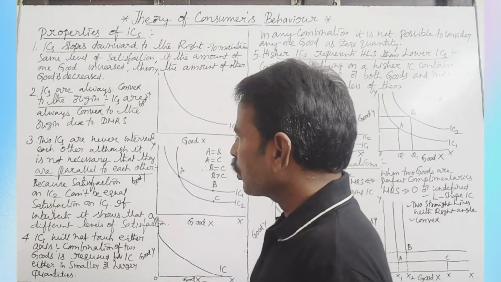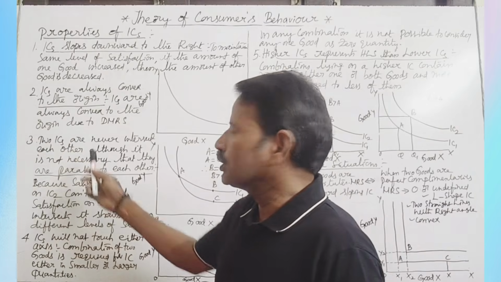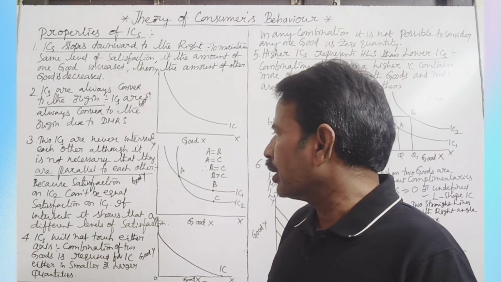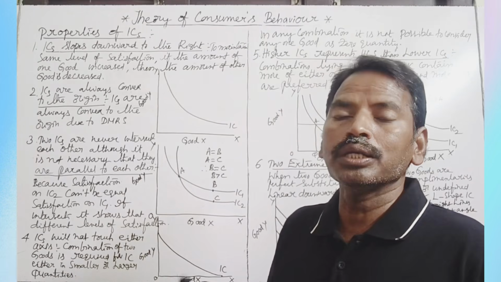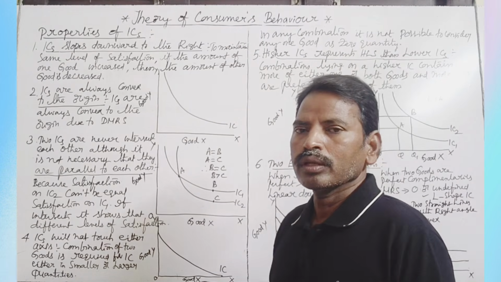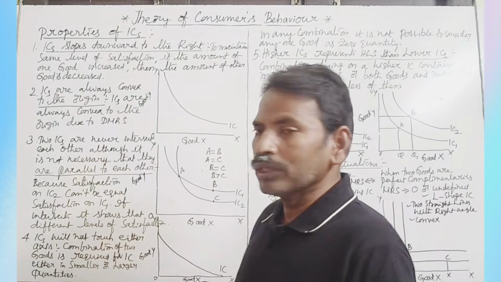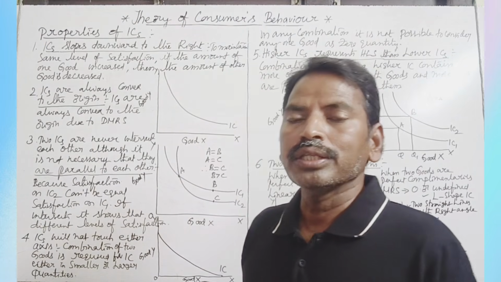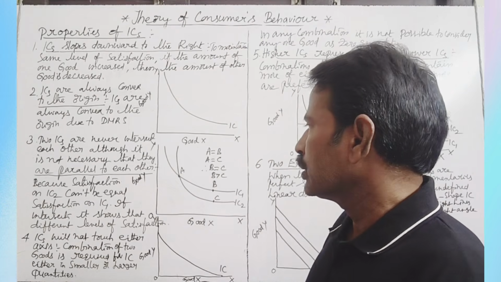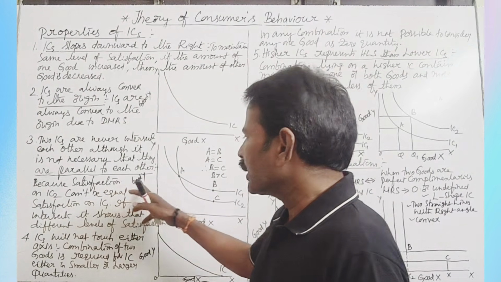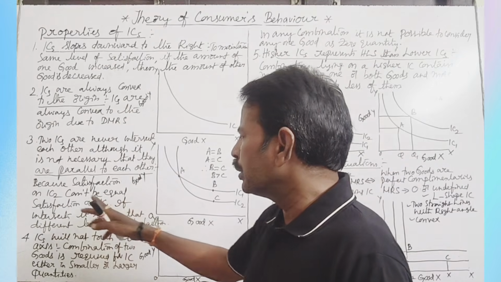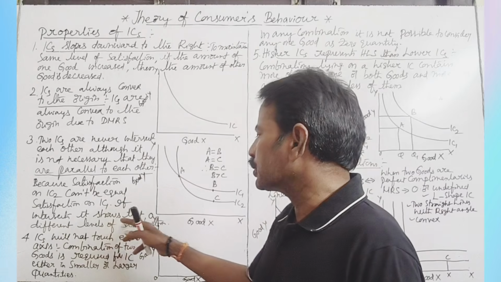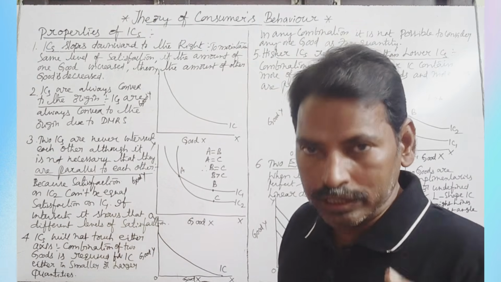Next, property number 3: two ICs never intersect each other, although it is not necessary that they are parallel to each other. Satisfaction on IC2 can't be equal to satisfaction on IC1. If they intersect, it shows different levels of satisfaction.